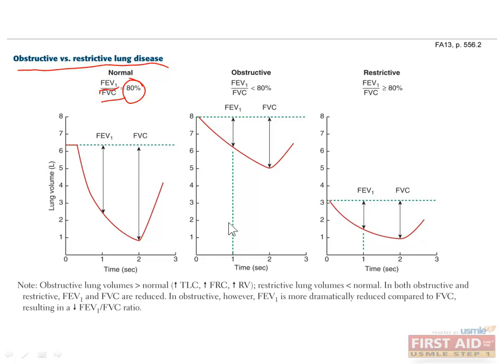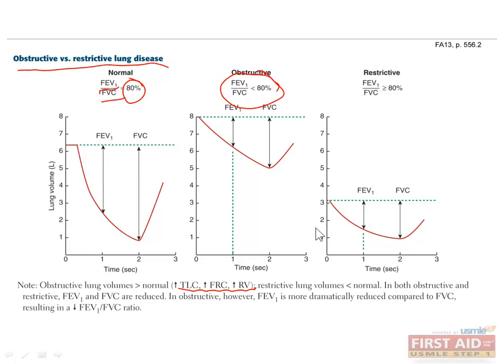Obstructive lung conditions, as you can see here, have lung volumes that are higher than normal because of air trapping. Specifically, total lung capacity, functional residual capacity, and reserve volume and residual volume are all increased, and the FEV1-FVC ratio is less than 80%.